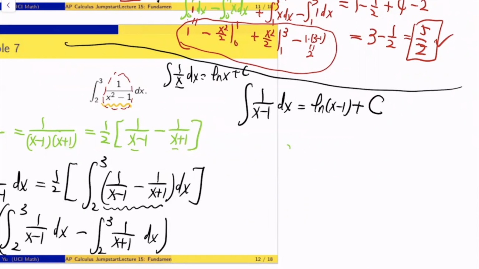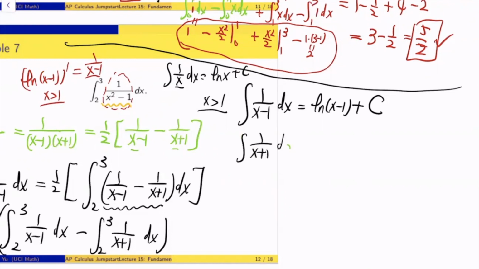Again, for convenience, let's assume x is greater than 1. You can check this by the chain rule: if you take the derivative of log of x minus 1, it's just 1 over x minus 1. Again, we look at the x greater than 1 case. And similarly, the antiderivative of 1 over x plus 1 dx is just log of x plus 1 plus the constant c.